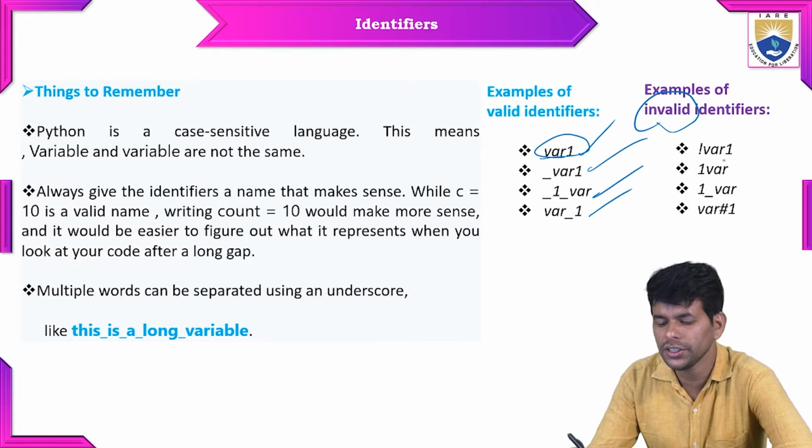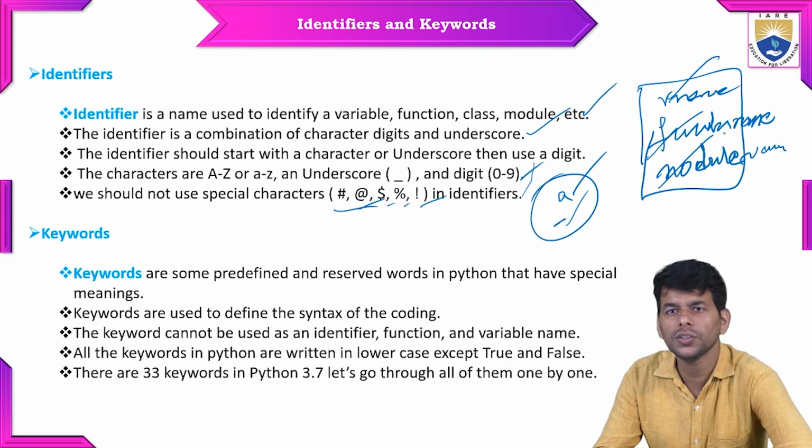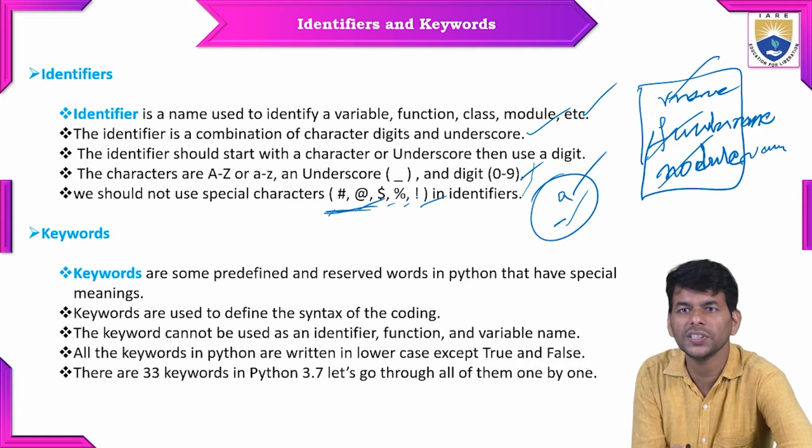The next ones come under invalid identifiers. Let us see here. The first one has the not symbol. That means we cannot use special characters here. As we have seen, the last rule is that you cannot use special characters.